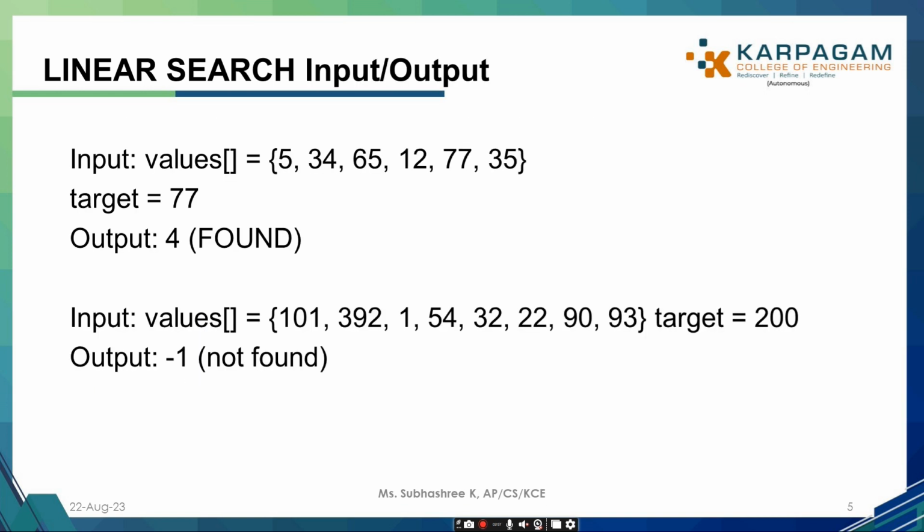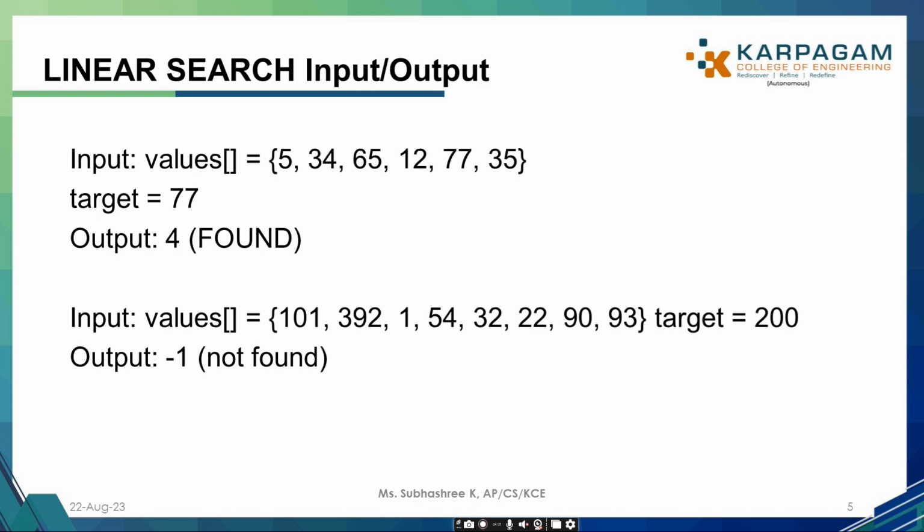Here is a test case, two different tests. In the first test case, it includes 6 values and the target value 77 has to be found. The value 5 is located at index 0, 34 at index 1, 65 at index 2, 12 at index 3, and 77 at index 4, given 6 data elements.